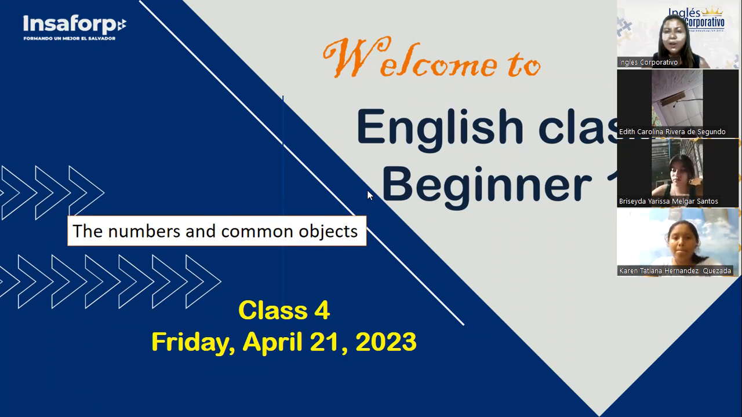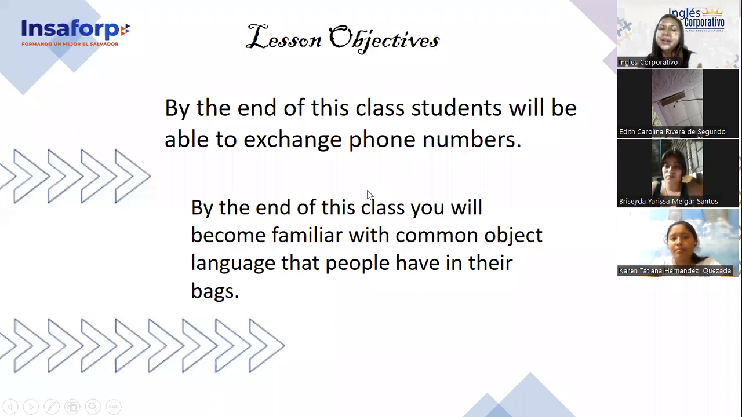So let's start. The lesson objective: by the end of this class, students will be able to exchange phone numbers. And by the end of this class, you will become familiar with common object language that people have in their events.